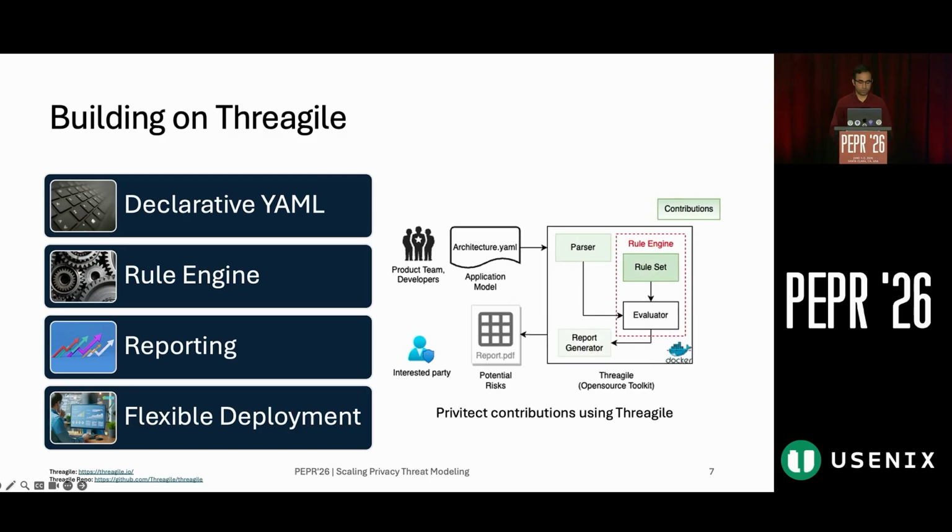So here is basically a simplistic view of how Threagile operates. What would usually happen is the application architecture would be provided as an input here. It gets parsed, and then the rule engine comes into the picture, where the evaluator would try and run the rule set against the architecture and generate a bunch of threats that can be viewed by the privacy engineers or the developers who are using this particular tool.